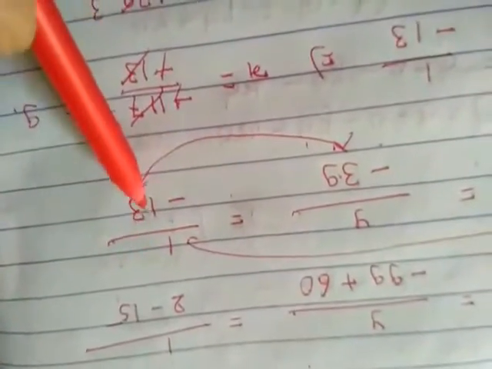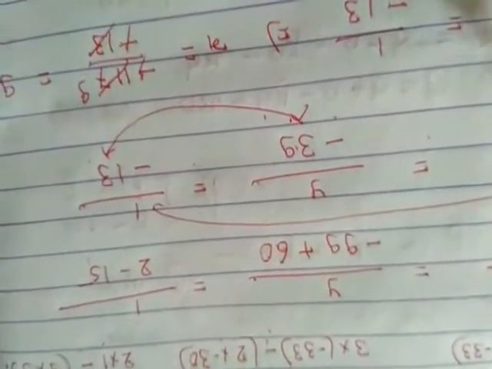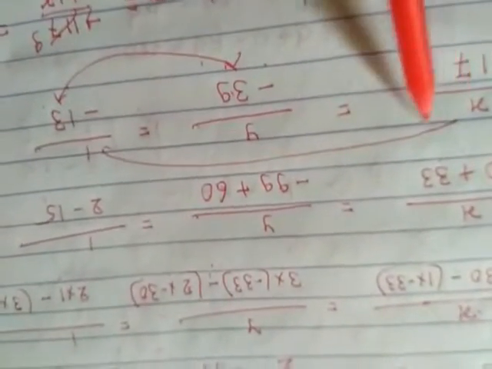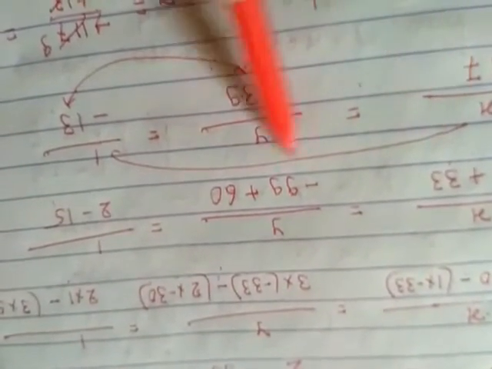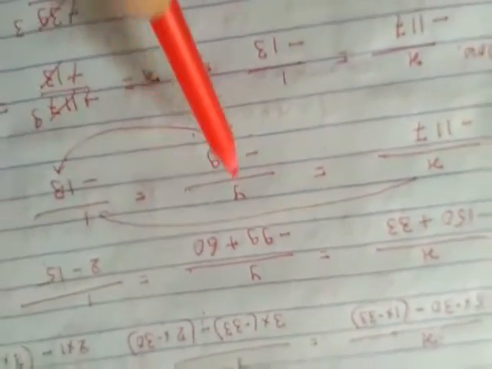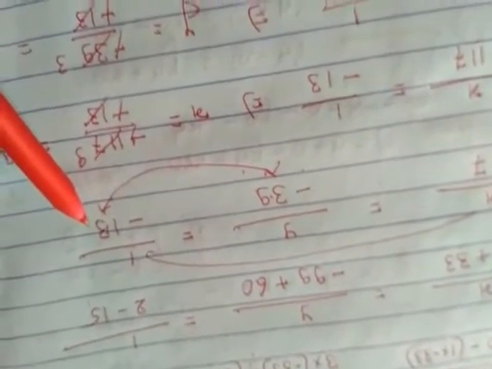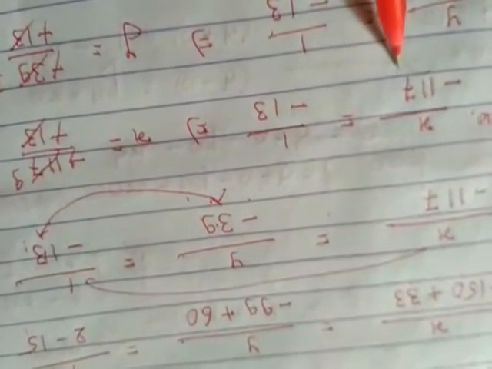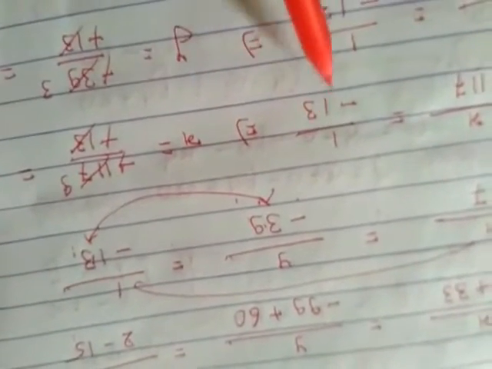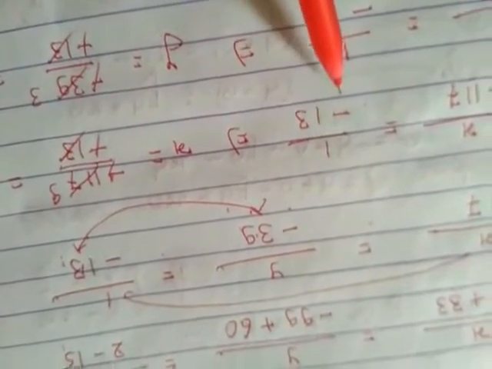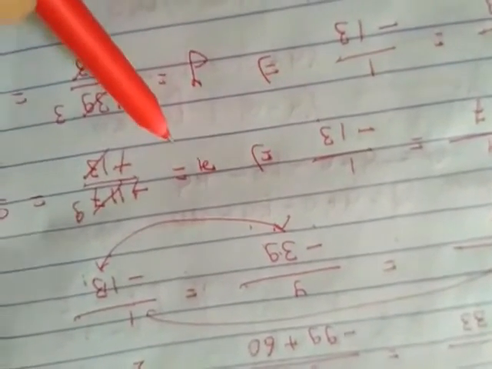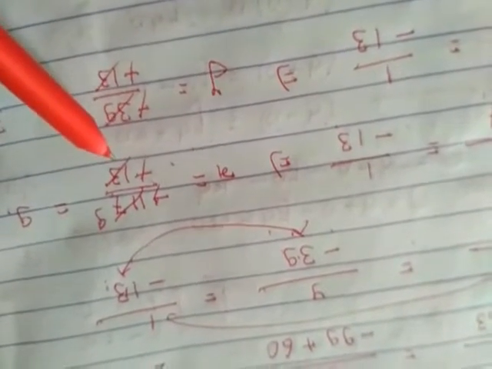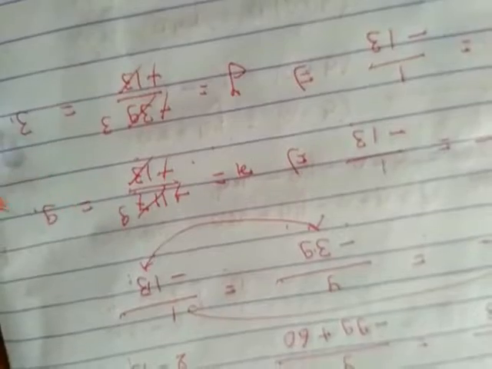So all three ratios are equal to each other. If the ratio of x with the constant term equals the ratio of y with the constant term, we can get the values of x and y. So we make x by minus 117 equals 1 by minus 13. On further solving, x equals minus 117 by minus 13, which goes 9 times. So x equals 9 is the required answer.